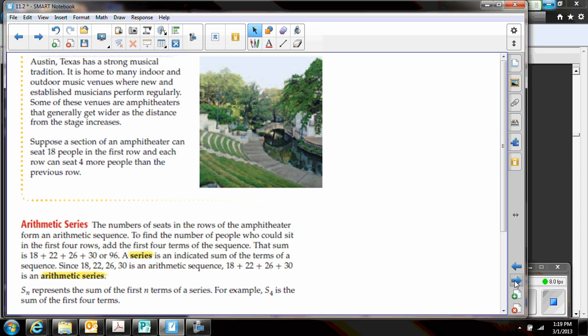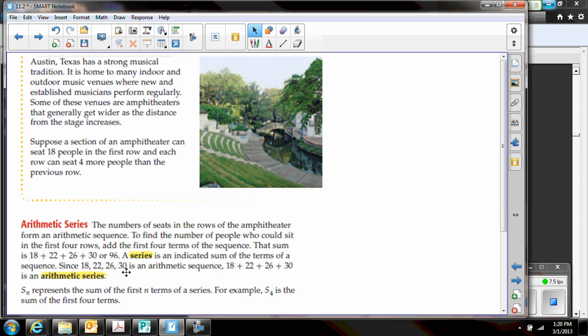So what I want to know is, if I'm selling tickets, how many people can sit in the first 4 rows? And that would simply be a matter of adding the number of each row. So row 1 we said could fit 18, row 2 could fit 22, row 3 could sit 26, and row 4 could sit 30. Add all of them up, that gives you a total of 96. This is what we call a series. And a series is an indicated sum of the terms of a sequence. So the numbers 18, 22, 26, and 30 are terms of a sequence.